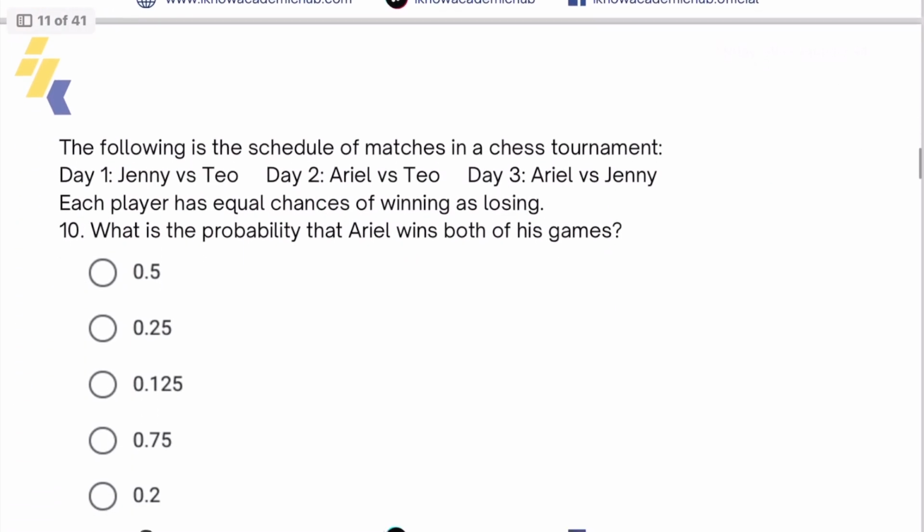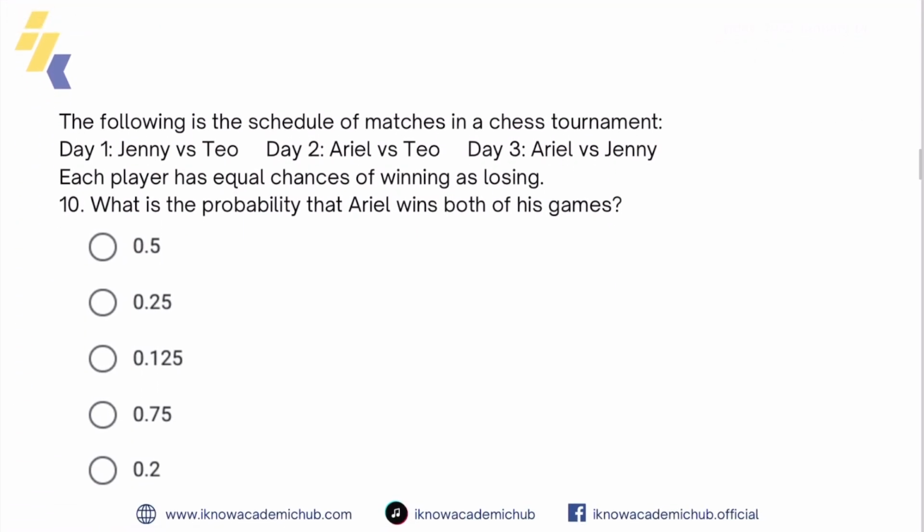Okay. So next question. The following is the schedule of matches in a chess tournament. Day 1, Jenny versus Teo. Day 2, Ariel versus Teo. Day 3, Ariel versus Jenny. And each player has equal chances of winning as losing. The question is, what is the probability that Ariel wins both of his games?